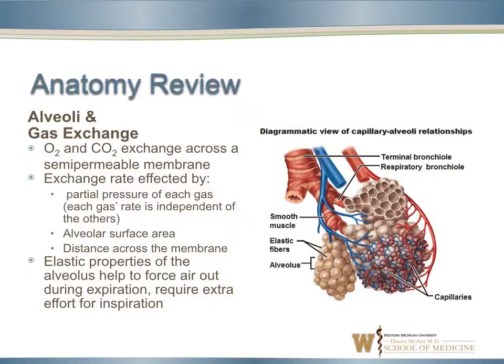The alveoli surface area has a lot to do with the amount of gas that can be exchanged. When the alveoli collapse, there's not as much surface area available. We can't exchange as much oxygen and carbon dioxide back and forth. The final thing that affects that is distance across the membrane. As the alveoli stretch out, they actually become slightly thinner, increasing the amount of gas that can be exchanged across it.